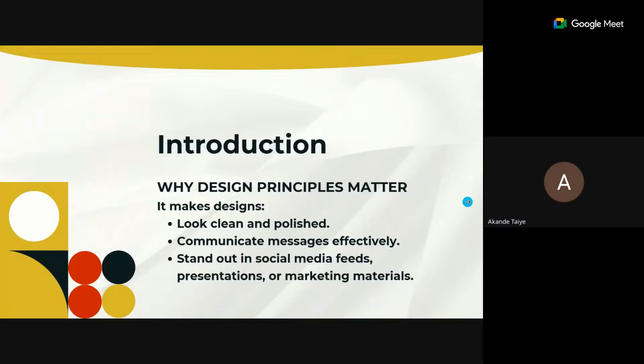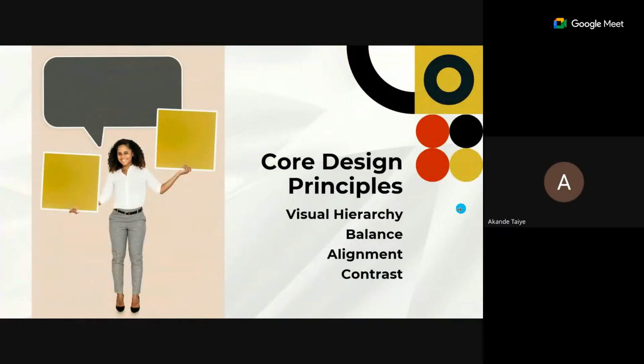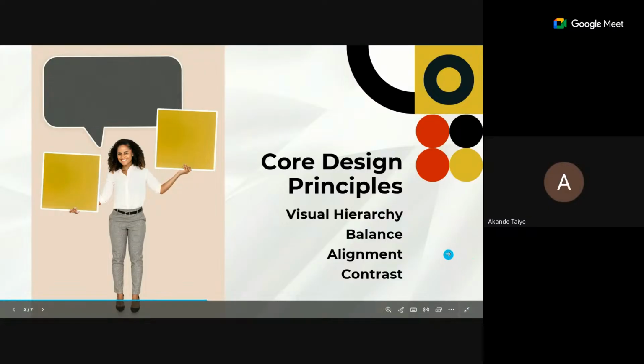without design principle. So the next one here is the core design principle. Core design principle, that we need to talk about. There are four actually, and we have two other ones that are different from the design principle. We have visual hierarchy. Visual hierarchy is the first one. Visual hierarchy guides the eyes to the most important elements first. Visual hierarchy makes you know that, okay, this particular design, this person wants me to know this is the first thing.